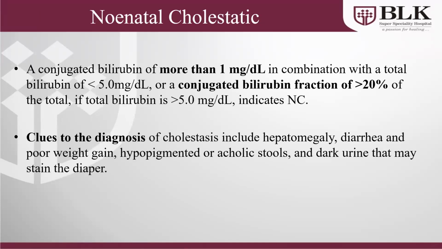So what is neonatal cholestasis? If the total bilirubin is less than 5 milligram per deciliter, then a conjugated bilirubin of more than 1 is neonatal cholestasis. Or if the total bilirubin is more than 5, then a conjugated bilirubin fraction of more than 20% of the total is defined as neonatal cholestasis. Clues to the diagnosis of cholestasis can include hepatomegaly, diarrhea, poor weight gain, irritable child, hypopigmented or acholic stools, and dark urine. These are not always present, but yes, you should look for these pointers.